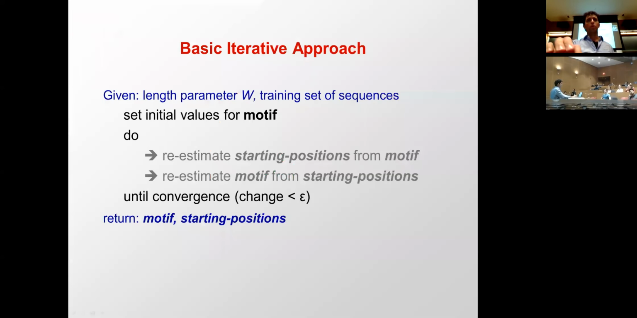Okay. So then the basic iterative approach is that I have some length parameter, I have some training set of sequences, I have some initial values for my motif, and then I iteratively re-estimate the starting positions given the motif, and then re-estimate the motif from the starting positions. And then when that stops updating, because I found now a nearly optimal motif, when the change is very small, I just return both the motif and the starting positions.